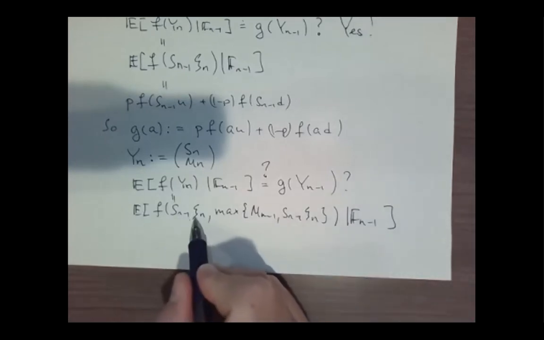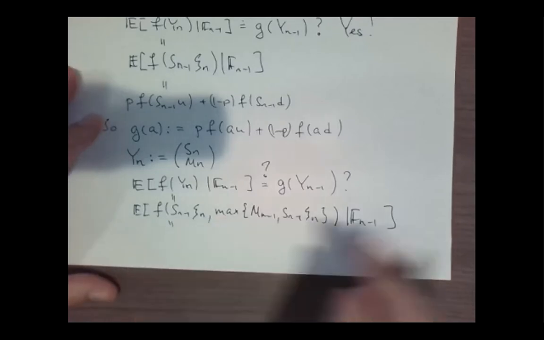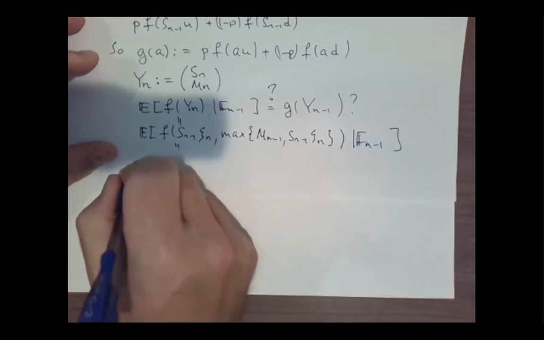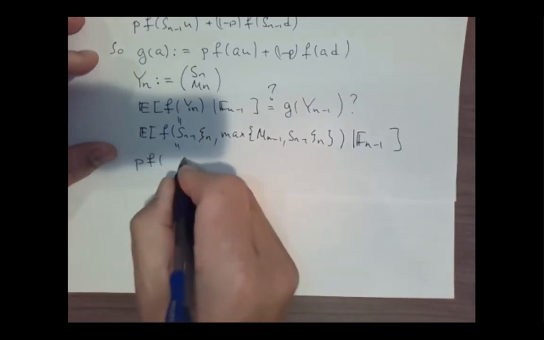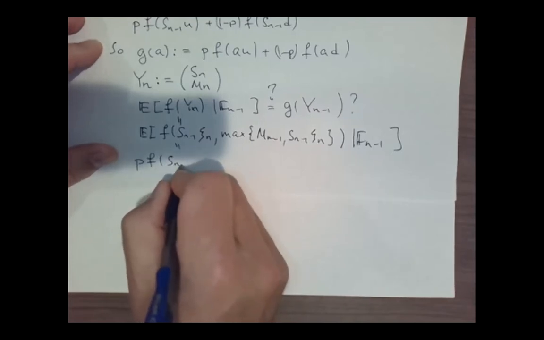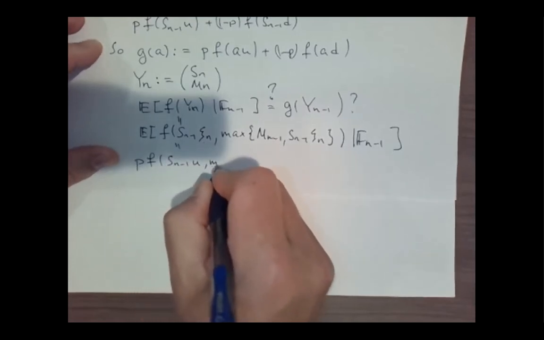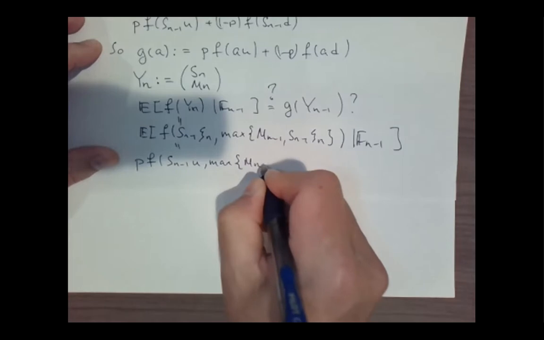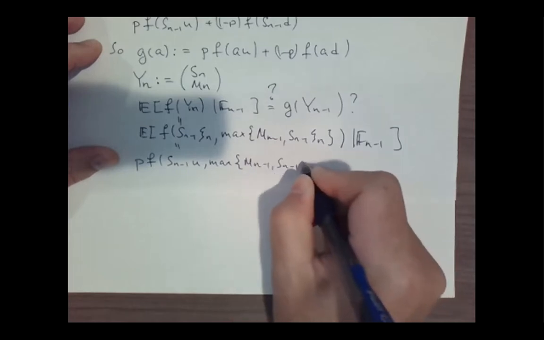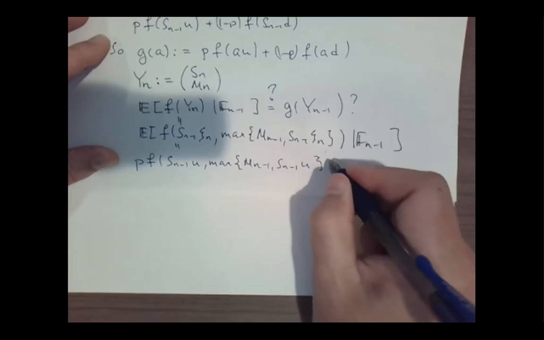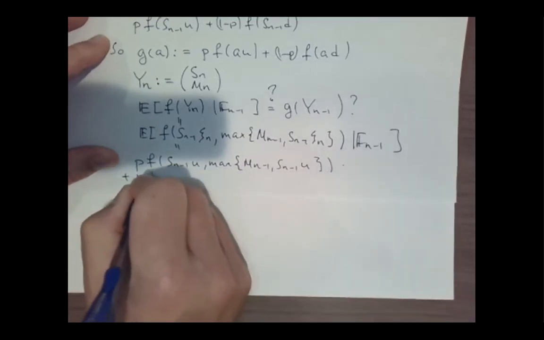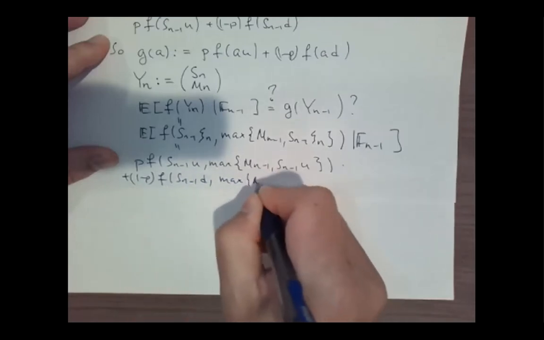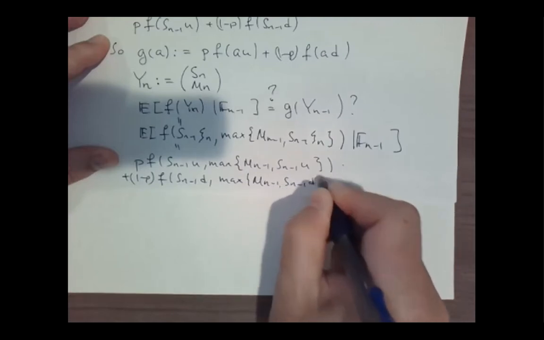So here we have Sn minus 1 psi. So we use the independence lemma one more time. I'm still calculating on the P. So I'll get here, this will be p f of Sn minus 1 times u, comma, max of Mn minus 1, Sn minus 1 u, plus 1 minus p, f of Sn minus 1 d, max of Mn minus 1, Sn minus 1 d.